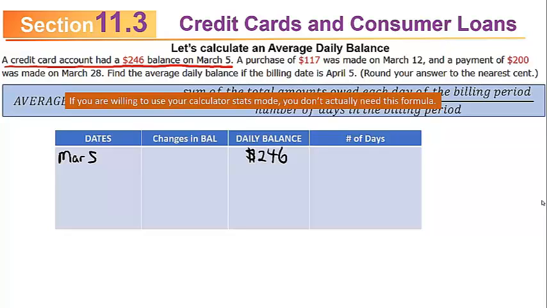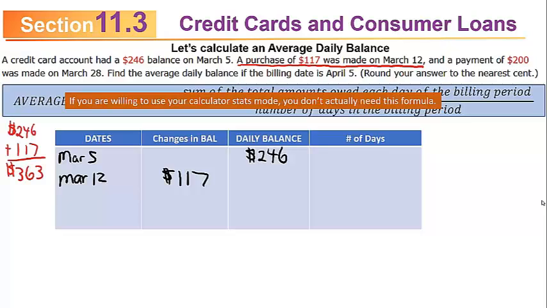Look for the next date that anything happened. You'll find it was March the 12th. On March the 12th, there was a purchase of $117. So go down to the next line, put March the 12th. The change in balance was a purchase of $117, so that increases the balance on the credit card. So that's a positive $117. And if you take $117 and add it to the $246 that was already there, you end up with a new daily balance of $363.